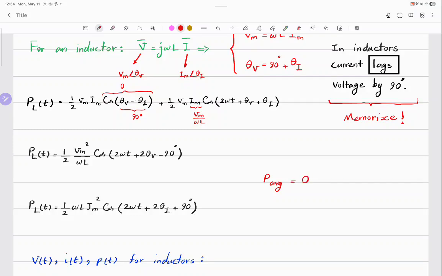Is it obvious? You only have cosine terms. What is the average of cosine? 0. So the DC term disappeared.